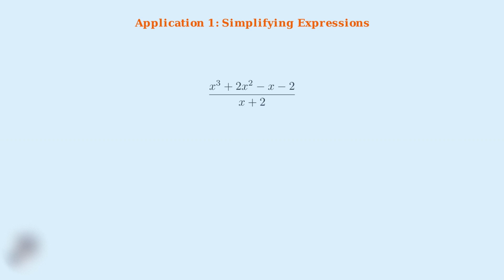When you have a fraction with polynomials in both the numerator and denominator, polynomial division helps you break it down into simpler parts. Using polynomial long division, we can rewrite this complex fraction as a simpler polynomial plus a remainder. This makes the expression much easier to work with in calculations and helps us understand its behavior.